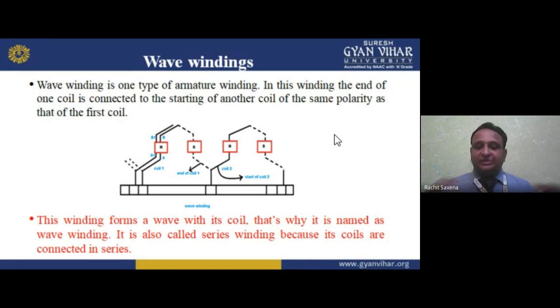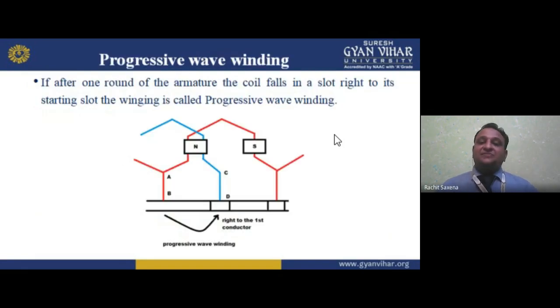The winding forms a wave with its coils. The winding form is basically forming like a wave. That is why it is called wave winding. It is also called series winding because its coils are connected in series. So I hope you understand. Now, progressive winding.